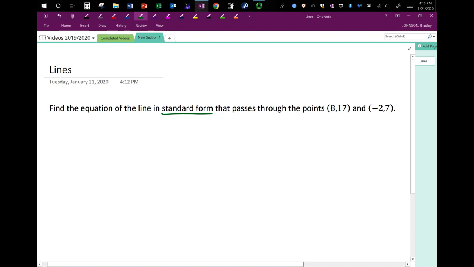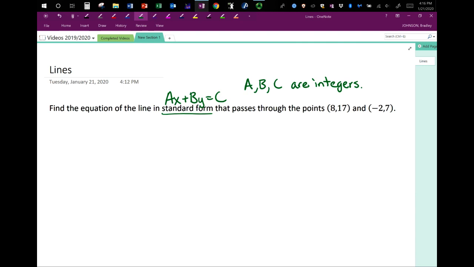Standard form, first and foremost, standard form is ax plus by equals c. Now a, b, and c are integers. Okay, so that means no decimals, no fractions, nothing like that. Just a single integer, like 1, 2, 3, -2, -5. And specifically, we want this first term with the x to be positive. Okay, so we're going to make that positive. It doesn't matter if b and c are negative, but ax, we're going to make that term positive.